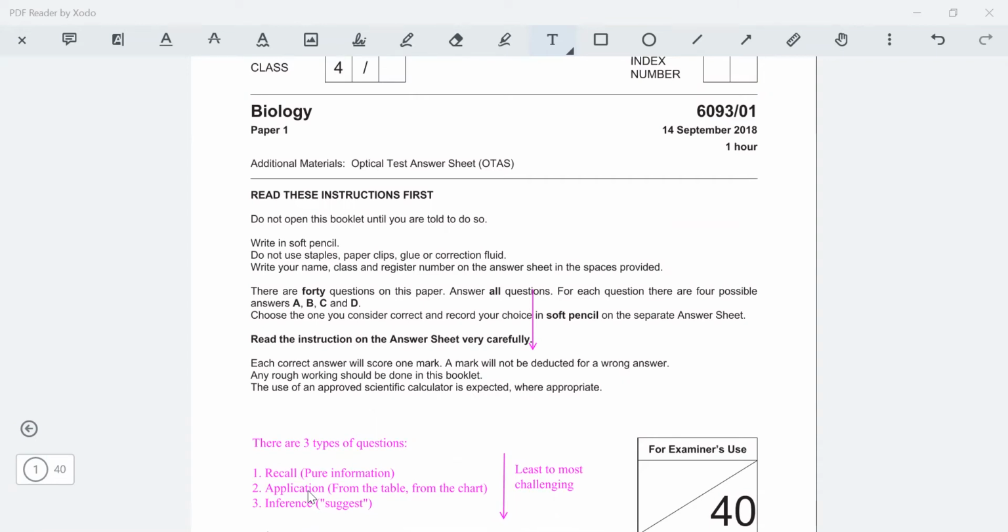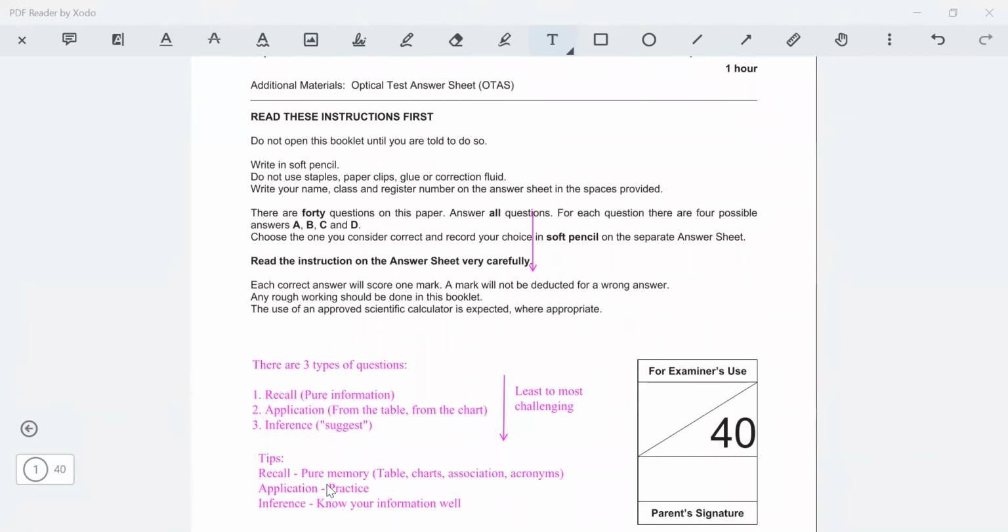So in the arrow here, it does show least to most challenging. So actually recall questions are the least challenging out of the 3 types of questions, and inference are usually the most challenging types of questions. However, tips to increase your scores and increase your marks.